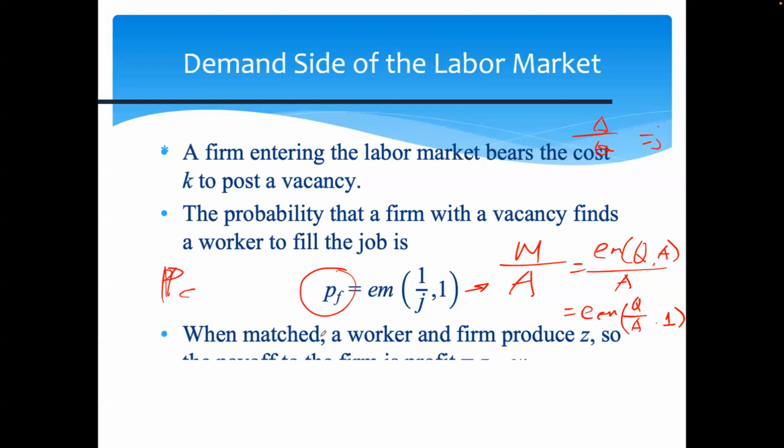Now when they are matched, the worker and the firm jointly produce Z. Certainly there's a trade-off for the firm. They pay K. With probability PF, they match with a worker and receive Z, but they have to pay a wage of W. With probability 1 minus PF, they get nothing. So this is the cost, and this is the potential benefit.